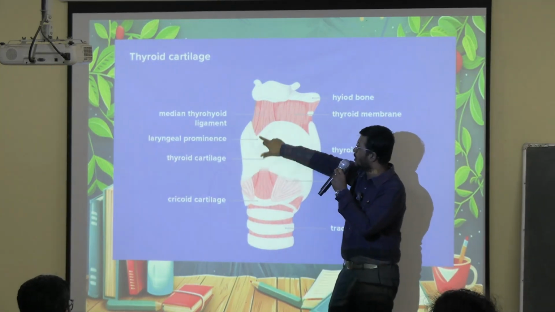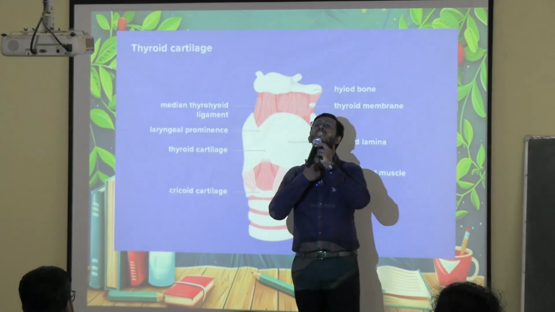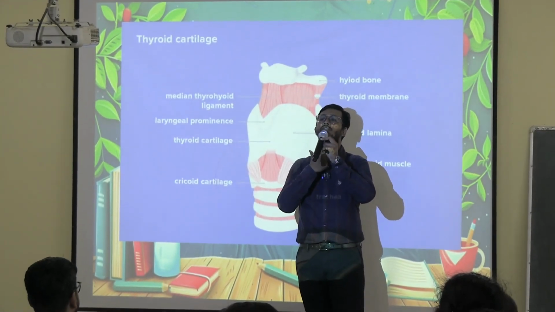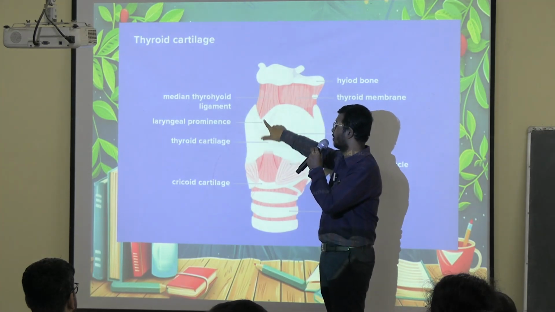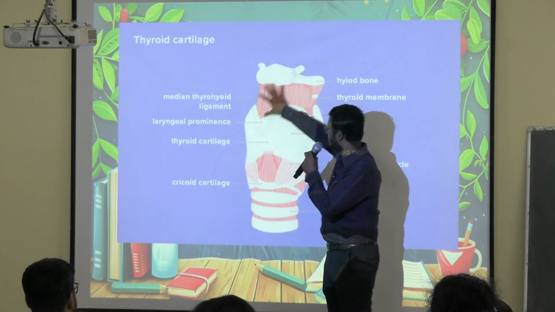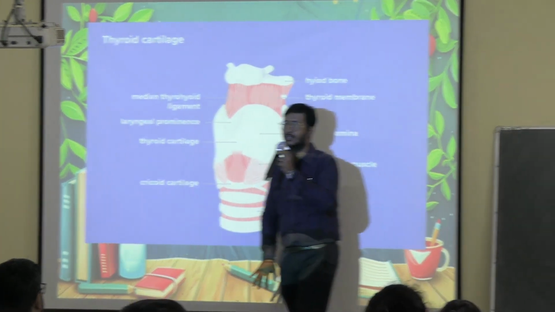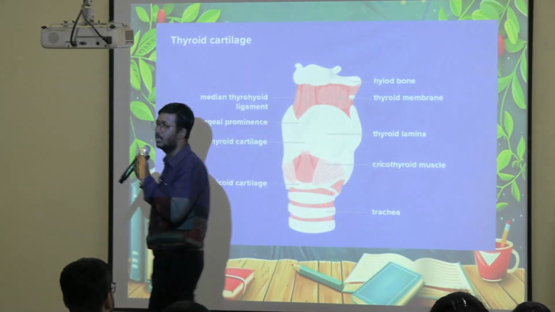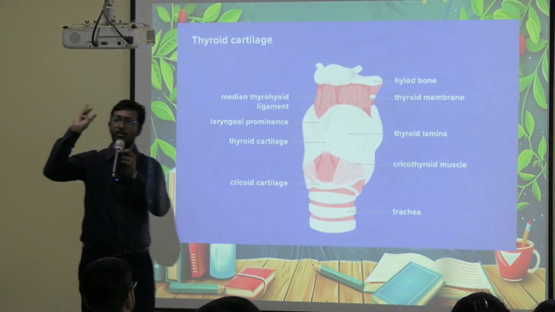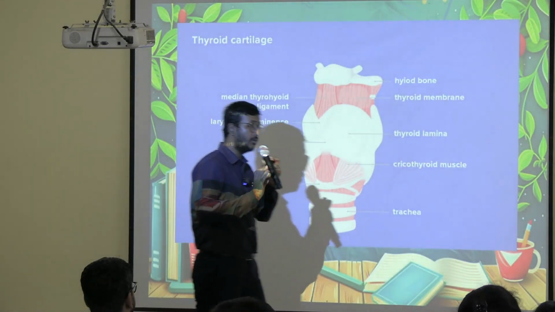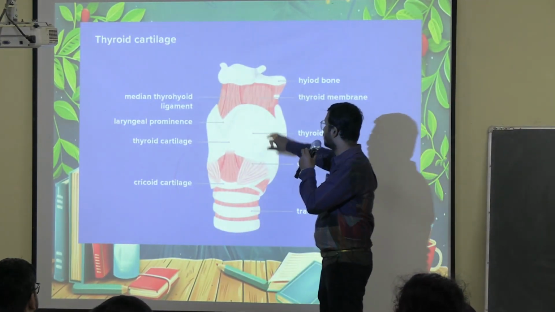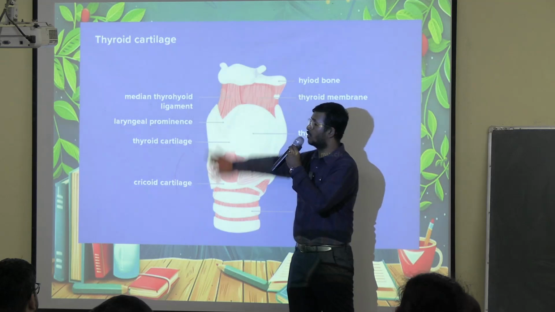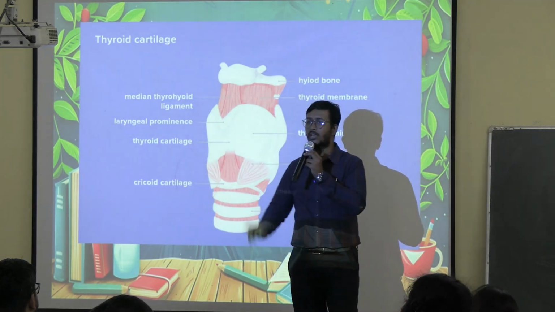Here in the front you can see one prominence, that is the laryngeal prominence that we see here. Okay, that we call as Adam's apple. That is basically this laryngeal prominence. This whole structure basically is your larynx or voice box. Okay, so thyroid cartilage is a part of your voice box, and thyroid organ is a different thing. Now at the superior border of this thyroid cartilage, this common carotid artery bifurcates into your external and internal carotid artery.